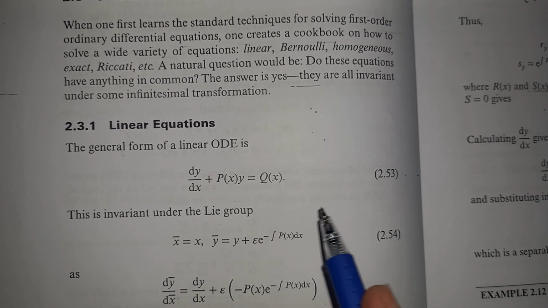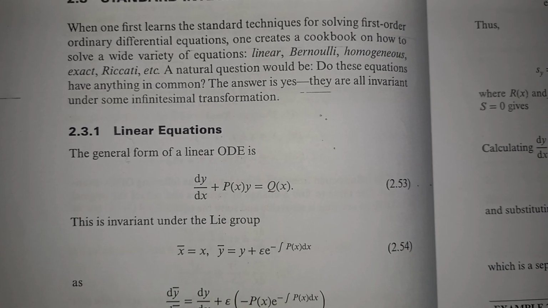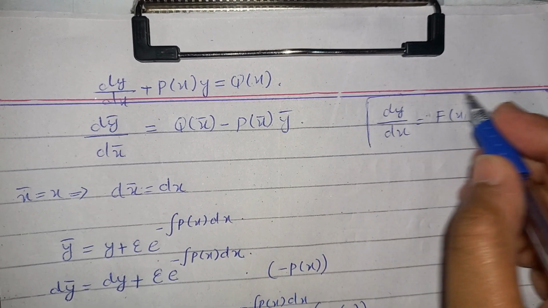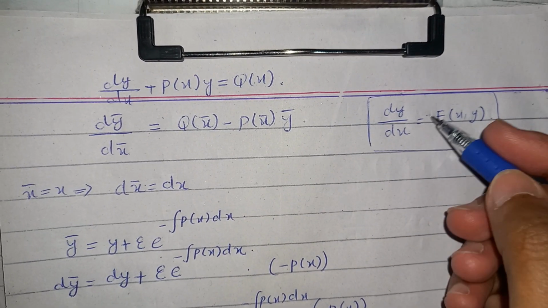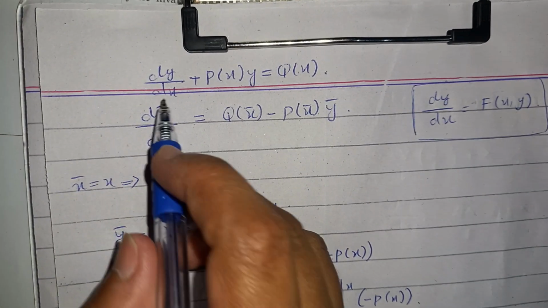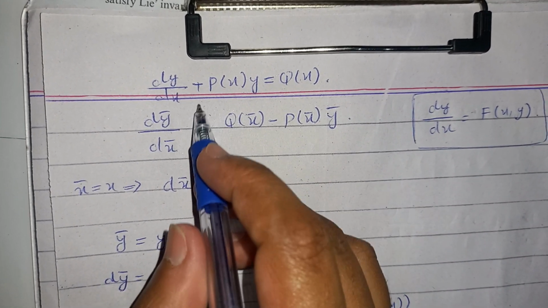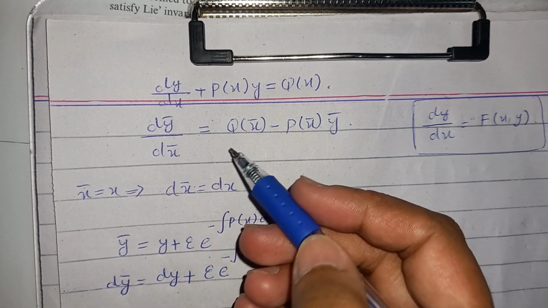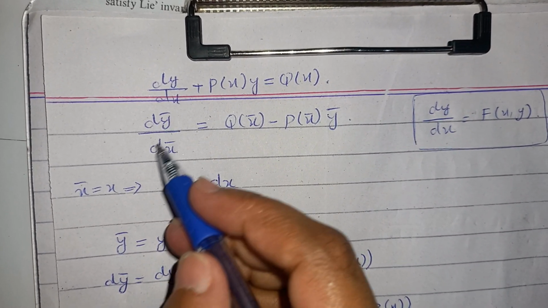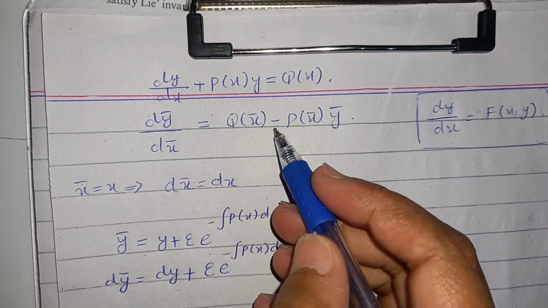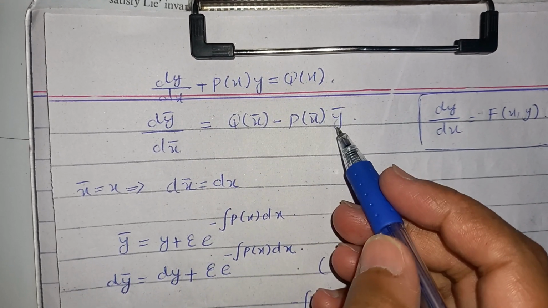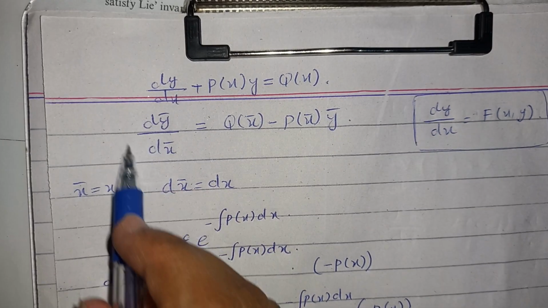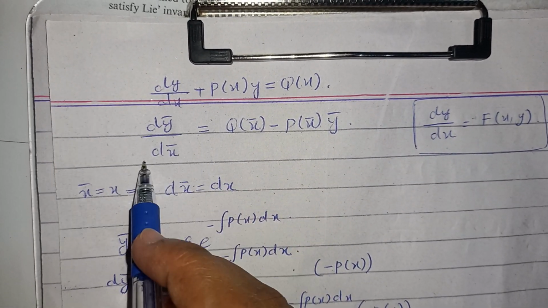Now students, if you want to check the invariance of this equation, then when we are done with the Lie invariance condition, we know we can write our given differential equation in this form. Now if I take all the terms on the right hand side, then to check the invariance you have to write it in a bar form. That means dy bar by dx bar is equal to q of x bar minus p of x bar and y bar. Now x bar is equal to x, and on the left hand side we want to find dy bar divided by dx bar.